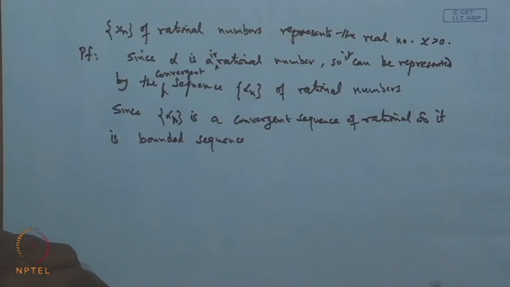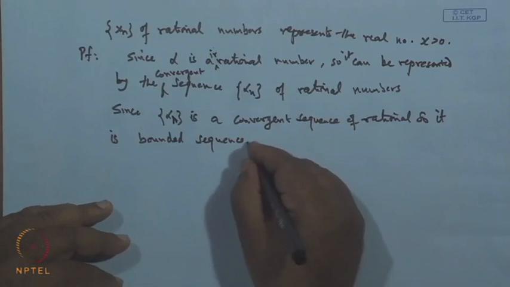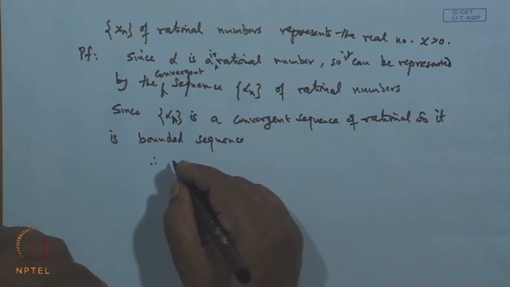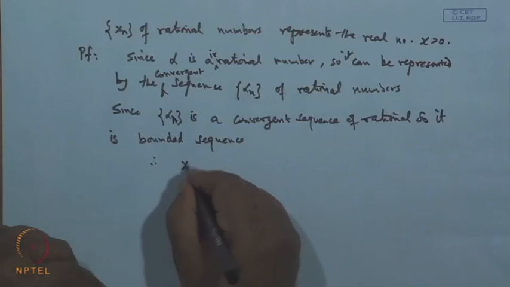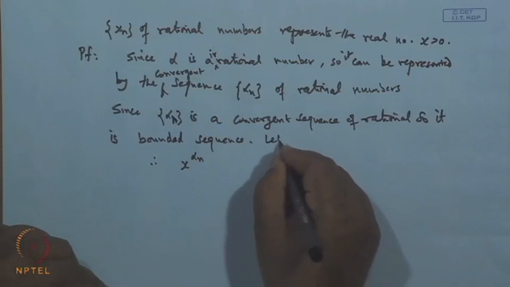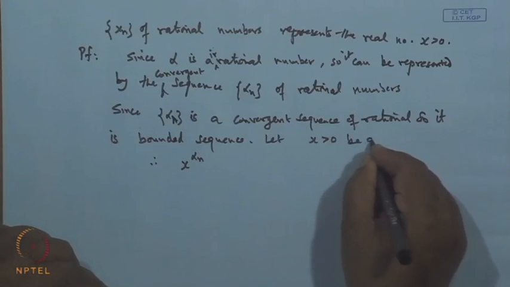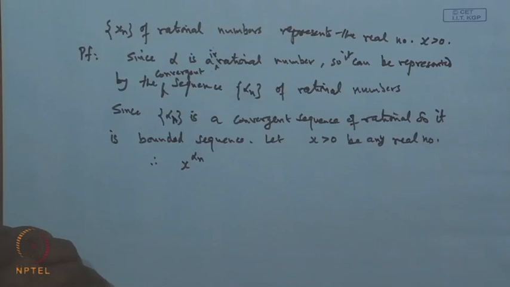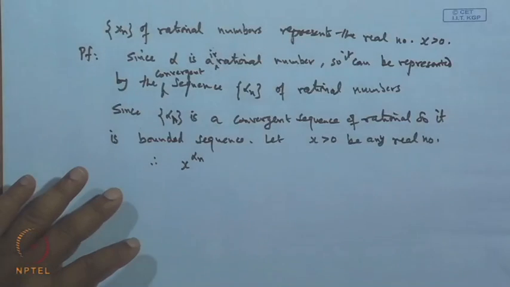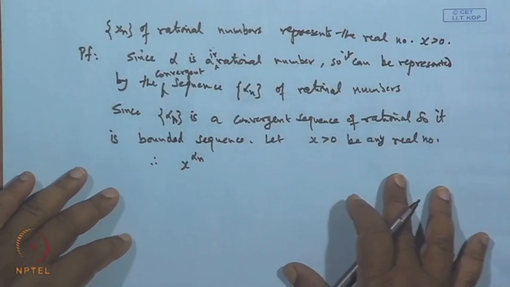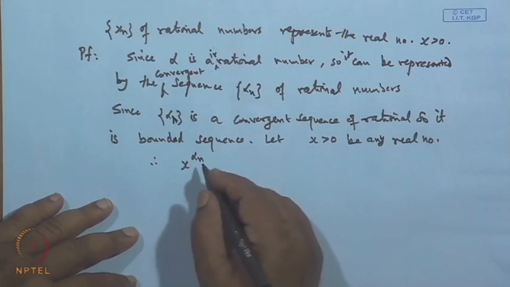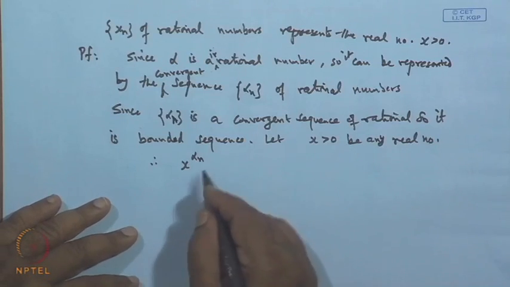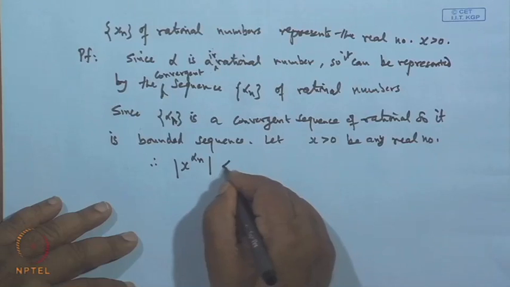It means less than some positive number for all n. Therefore, x is fixed. So, we get x to the power alpha n. Let x greater than 0 be any real number, and x n be any sequence of real numbers, and so the mod of x to the power alpha n is less than or equal to a.